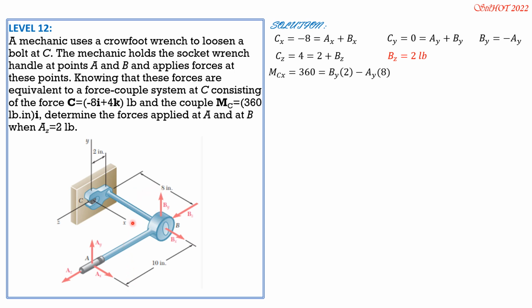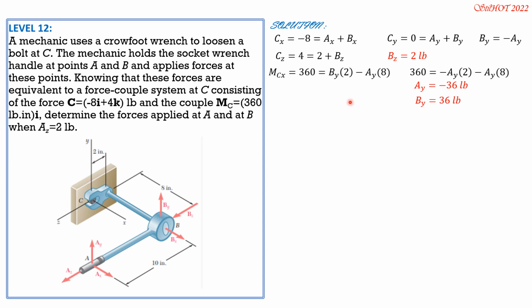So BY times 2, because this is the positive sense of moment about the x-axis, then minus AY times 10 minus 2, so the moment arm of AY about the x-axis is 8 inches. But because BY is negative AY, 360 equals negative AY times 2 minus AY times 8. Therefore, AY is negative 36 pounds. So if AY is negative 36, BY is the negative of negative 36, so BY is positive 36 pounds.